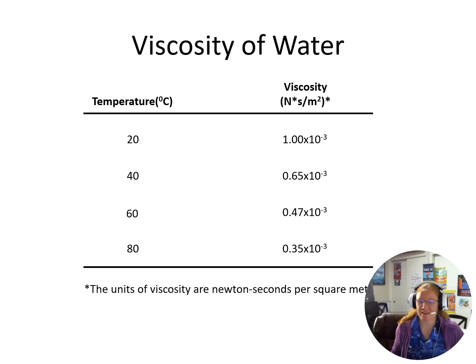Again, when we look at the viscosity of water when we are heating it, if I look at water at 20 degrees Celsius compared to 80 degrees Celsius, you can see that the viscosity is a whole order of magnitude smaller for 80 degrees than 20 degrees. So you heat stuff up, the viscosity goes down.